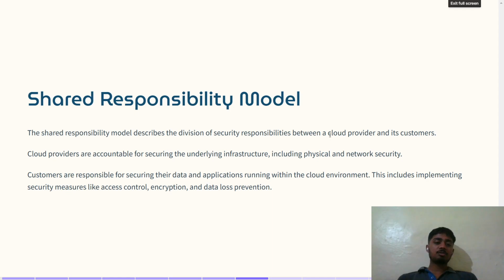Now, the shared responsibility model. So let's learn more about the shared responsibility model. The responsibility model describes the division of security responsibilities between a cloud provider and its customer. So cloud providers are accountable for securing infrastructure, physical and network security, whereas customers are responsible for securing their data and applications running within the environment. And this can also include implementing access control, encryption, and data loss prevention.